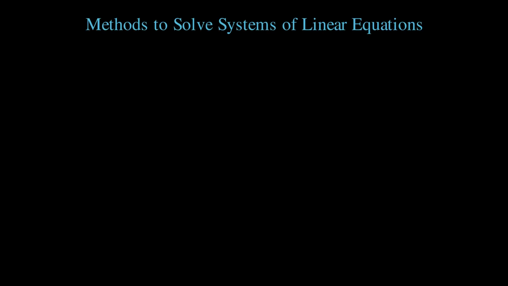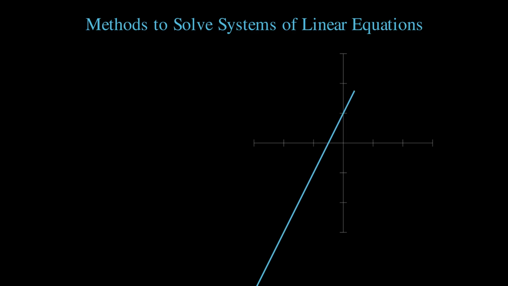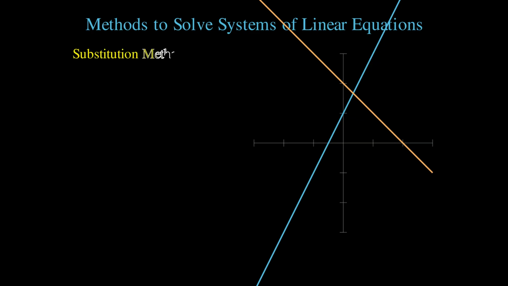A classic technique is the substitution method. Imagine two lines represented by these equations, blue for one, gold for the other. Our goal is to find their intersection point. We start with the equation y equals 2x plus 1. Now substitute this expression for y in the equation y equals negative x plus 2.